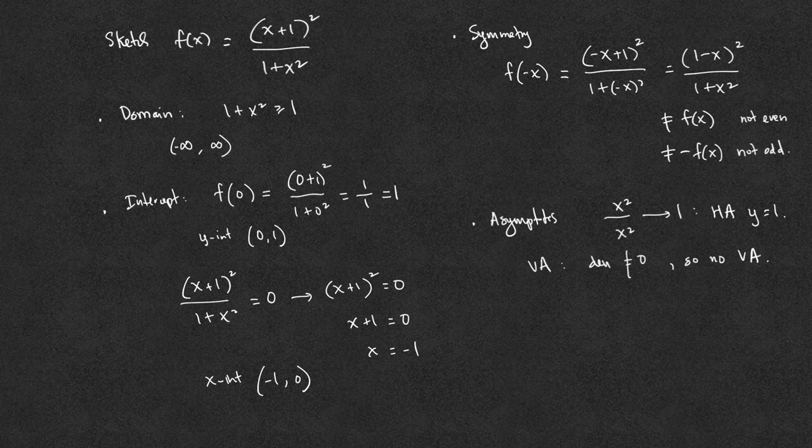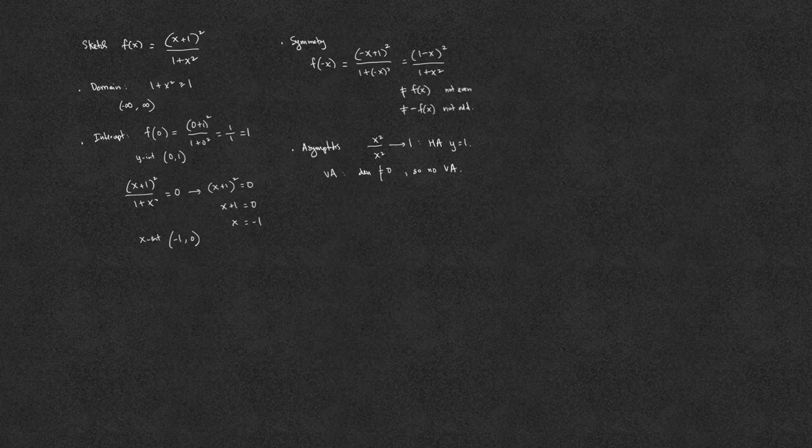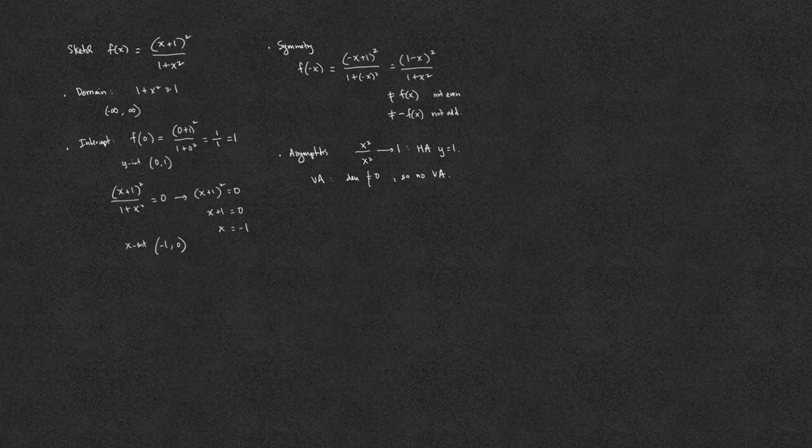And then we find where the function is increasing or decreasing by finding the derivative of the function, because the information about increasing and decreasing, or local max and local min, comes from the first derivative. To find f prime of x, we use the quotient rule.